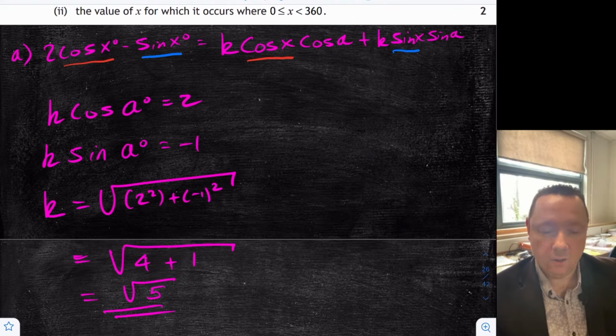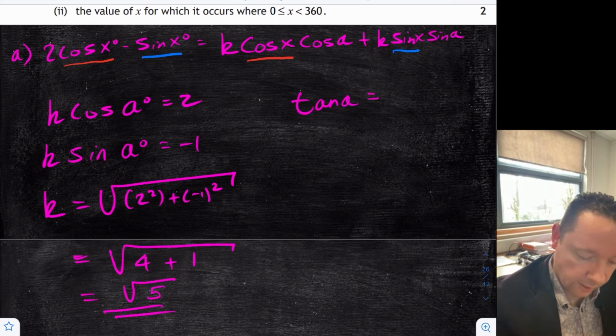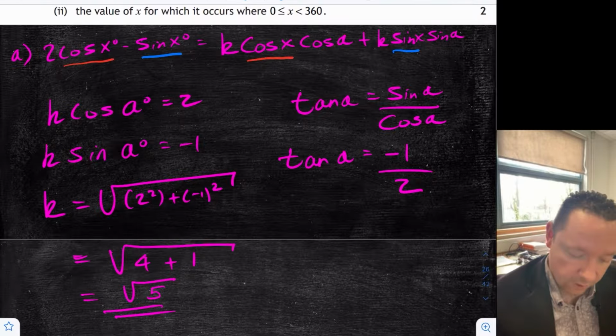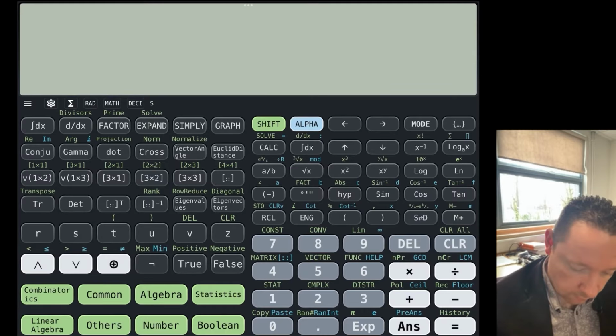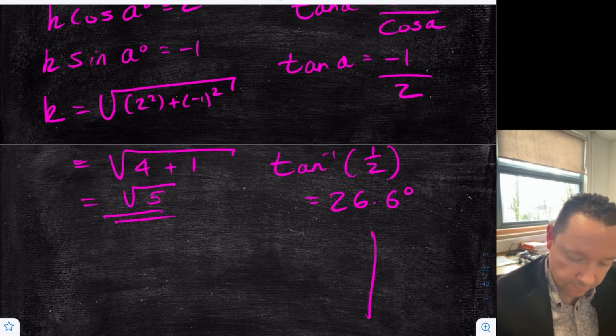We'll now work on getting our a. Because sine divided by cos is tan, I'll show you that here. Tan a is sin a over cos a. Tan a equals sin a is minus 1, or k sin a is minus 1, and k cos a is 2. But the k's cancel when you divide them, so you just get minus a half. So I need to do the inverse tan of a half. So the inverse tan of a half is 26.6 degrees. And then using our CAST diagram to see which quadrant our angle is in.